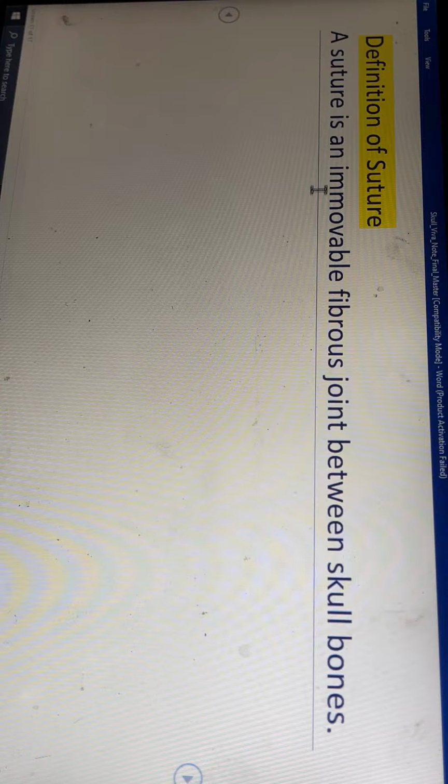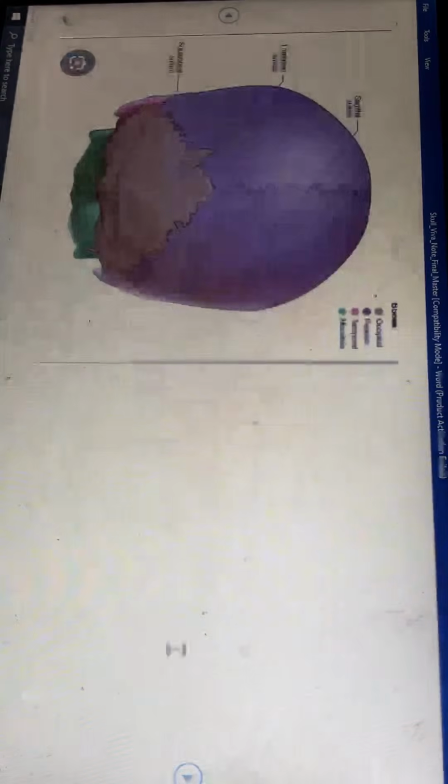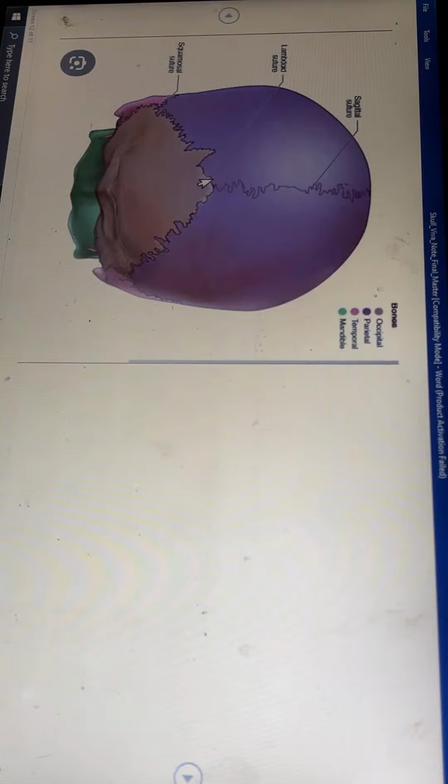The sutures are immovable fibrous joints between the skull bones. They join the bones. This is the parietal bones. This is the suture that joins it, just as a needle and a thread joins two fabrics that are torn apart. The sutures are joints. They join these bones together. This is one parietal, this is another parietal. The suture that joins it is the sagittal suture.